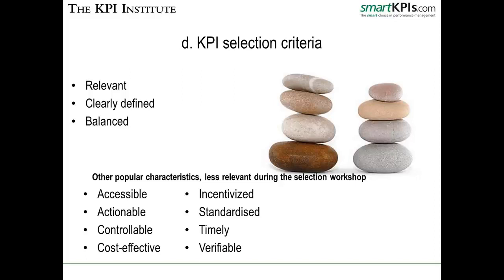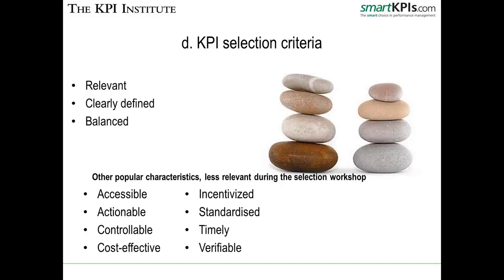And finally, balanced. What we need to analyze here is what sort of negative behavior monitoring such KPIs may generate as a result of people trying to achieve these KPIs at the expense of some other aspects of the business. So balancing KPIs is again something to be done during the selection by looking at balancing efficiency with effectiveness, balancing quantity with quality, and protecting against gaming.